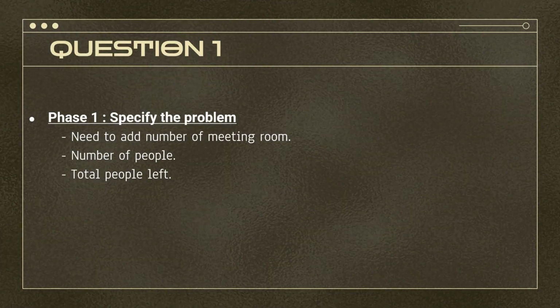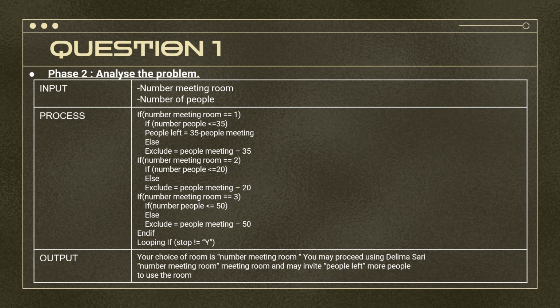So, phase 1 is specify the problem. First, we need to add the number of meeting room, number of people, and total people left. Next is phase 2, analyze the problem. To analyze the problem, we need to build a table for IPO, which is input, process, and output. For the input, it is the number of meeting room and number of people.